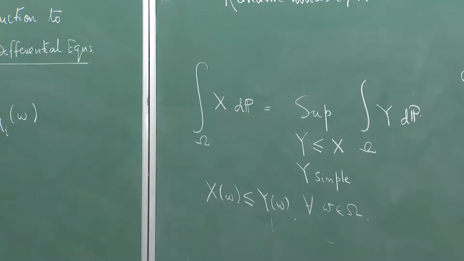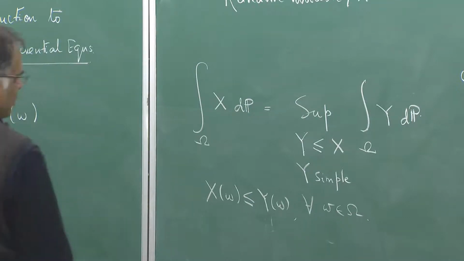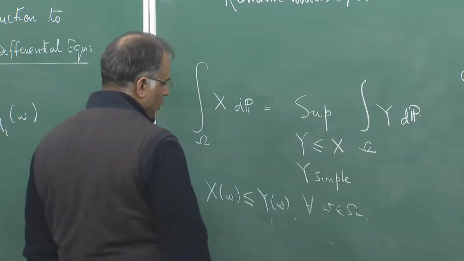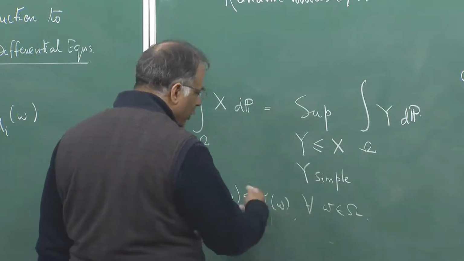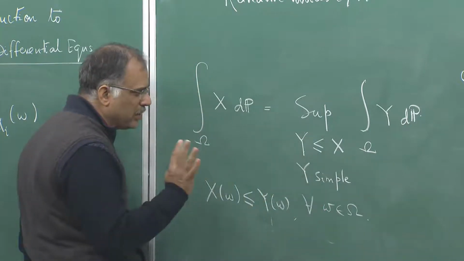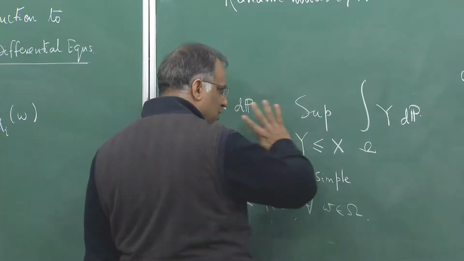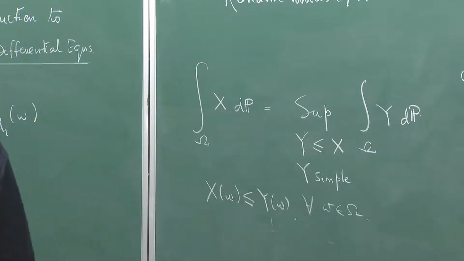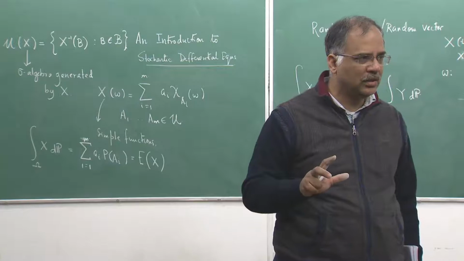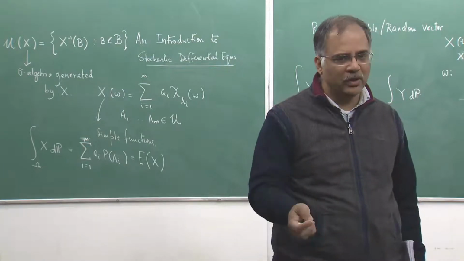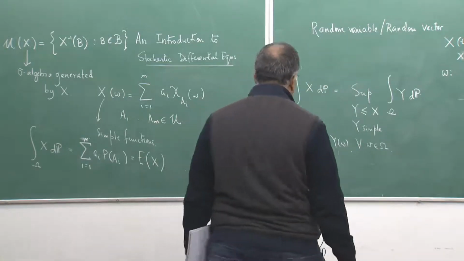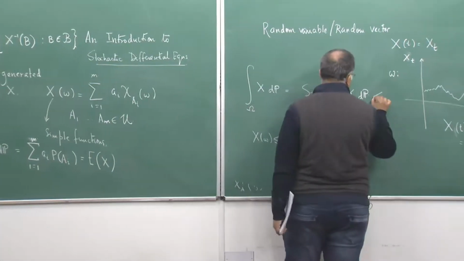I am writing it for all omega, it will be enough if it is for every omega other than a null event. So, let us not get into those technicalities, assume this thing. So, this is the definition, that you can compute for all the simple cases and then take the supremum, and whatever be the value, assuming it is finite, we say that the integral exists.